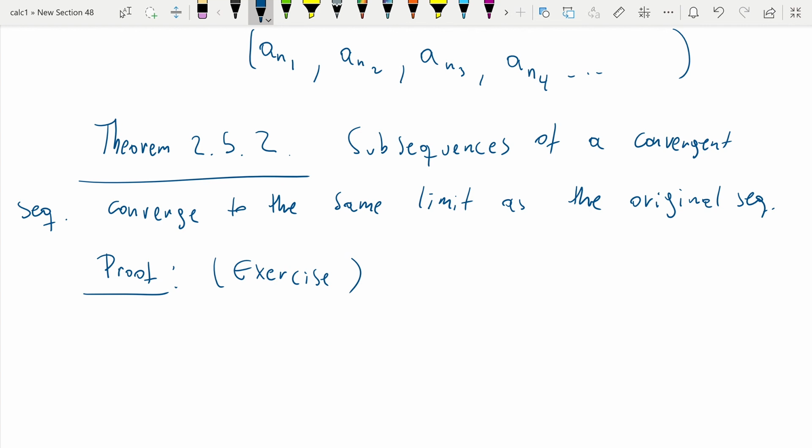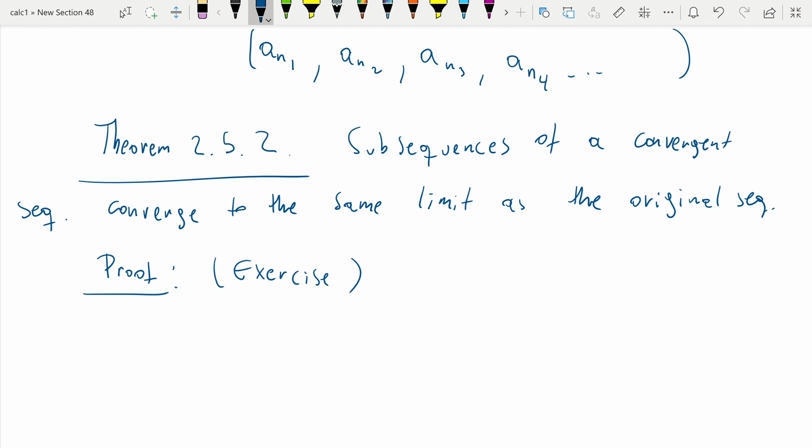And so that's why I'm leaving it to you as an exercise. But the idea is, if I just want to summarize it, we assume that the sequence converges to a limit L, and we give ourselves any subsequence. Then, given any epsilon, you know that for the original sequence, beyond a certain point, when the subscript is bigger than some n, the sequence is going to be within epsilon in absolute value of the limit L.